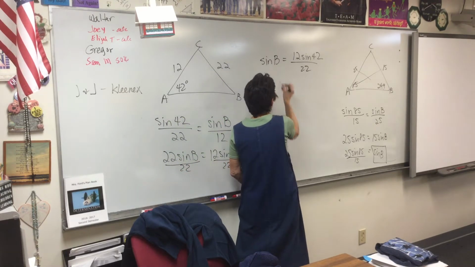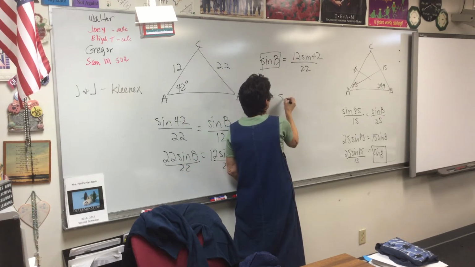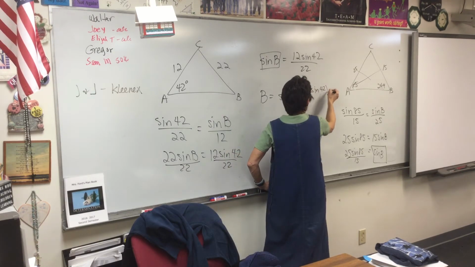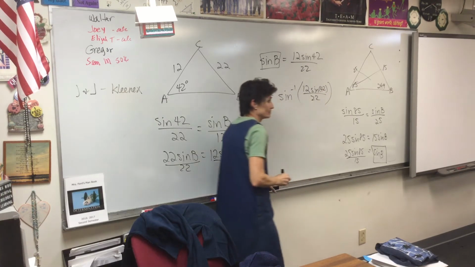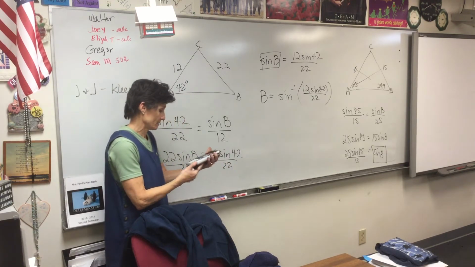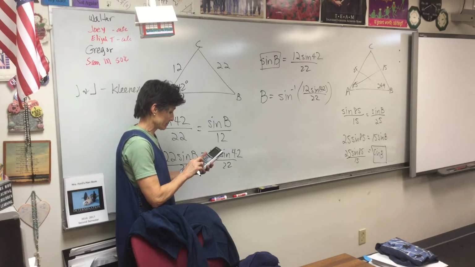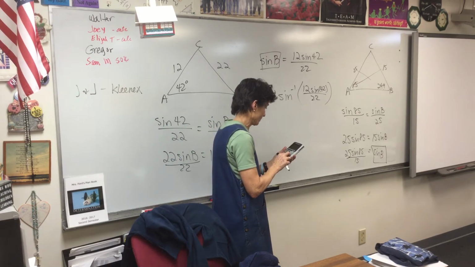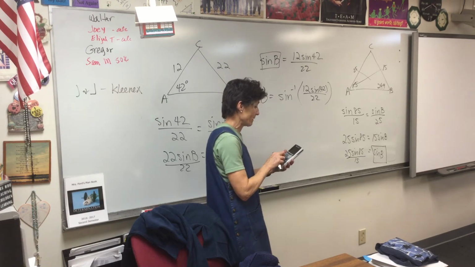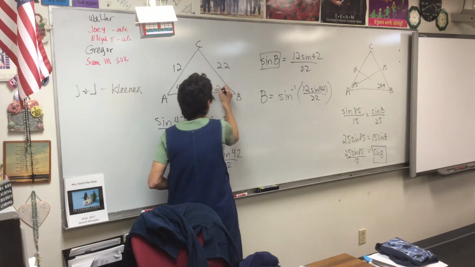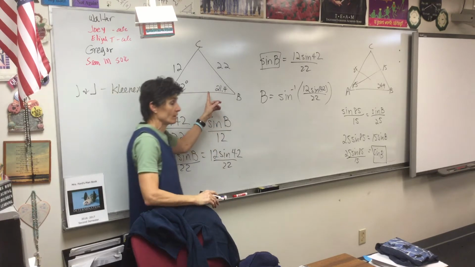You're going to type in, because it's sine B, second sine of this number. So here we go. Type that in. That one should give me an answer. I hope. It did. What'd you get? 21.4. So this angle is 21.4.